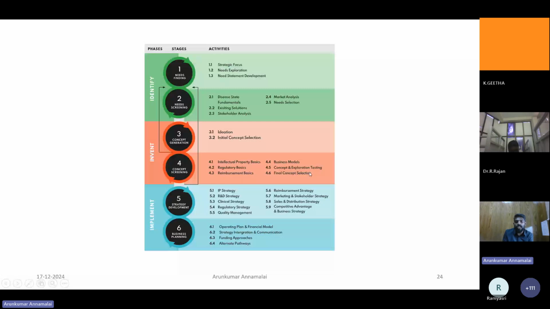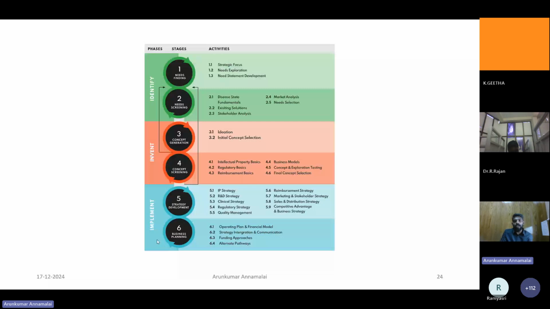Finally, the implementation aspect is where the business part comes in. You need to have R&D strategy, clinical strategy, IP, regulatory, quality management, insurance, marketing, sales distribution, and the business strategy. And the final part is how you approach people for funding. Who will fund your AI project? Maybe it's going to be a startup, or a project, or a small-scale internship or thesis. It all depends on how you are going to position yourself, for which you need to be clear about the funding approaches.